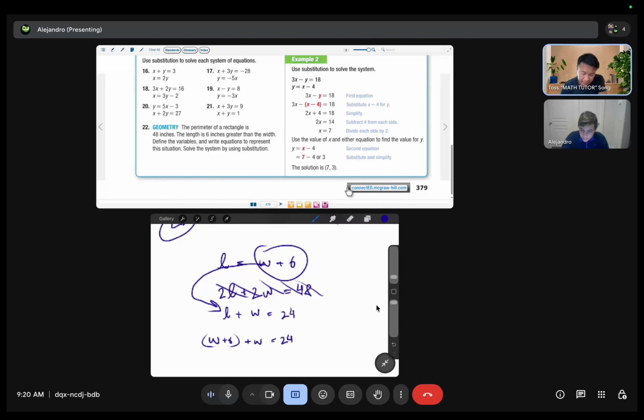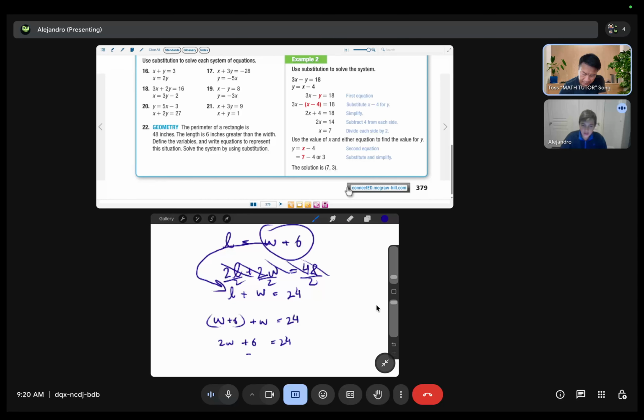Again, you don't have to do the divide everything by 2. What I did was divide both sides by 2, so I forgot to show that work. Divide everything by 2, and you have to show that kind of work there. So anyway, it is 2W combined like terms plus 6 equals 24.